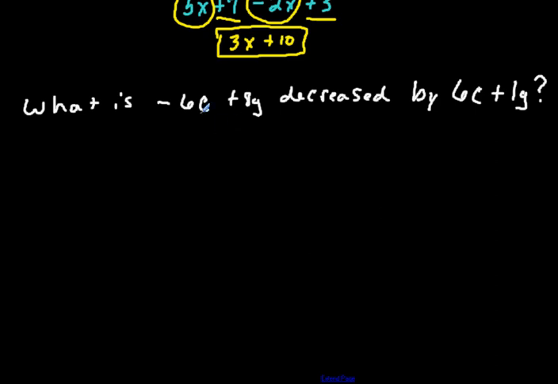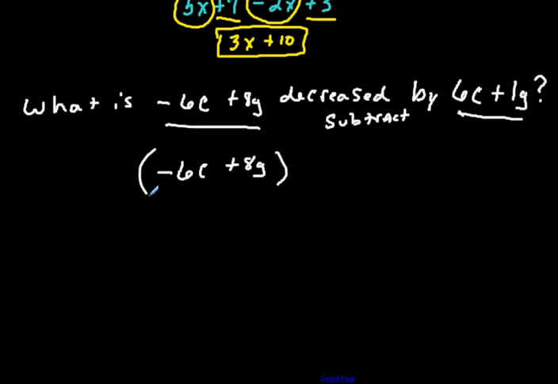Okay. What is this decreased by this? Decreased implies subtraction. I'm going to take this and subtract this from it. So it would be (negative 6c plus 8g) minus (6c plus 1g). Okay. Take the time and solve this problem out. See what you come up with. Pause the recorder now.